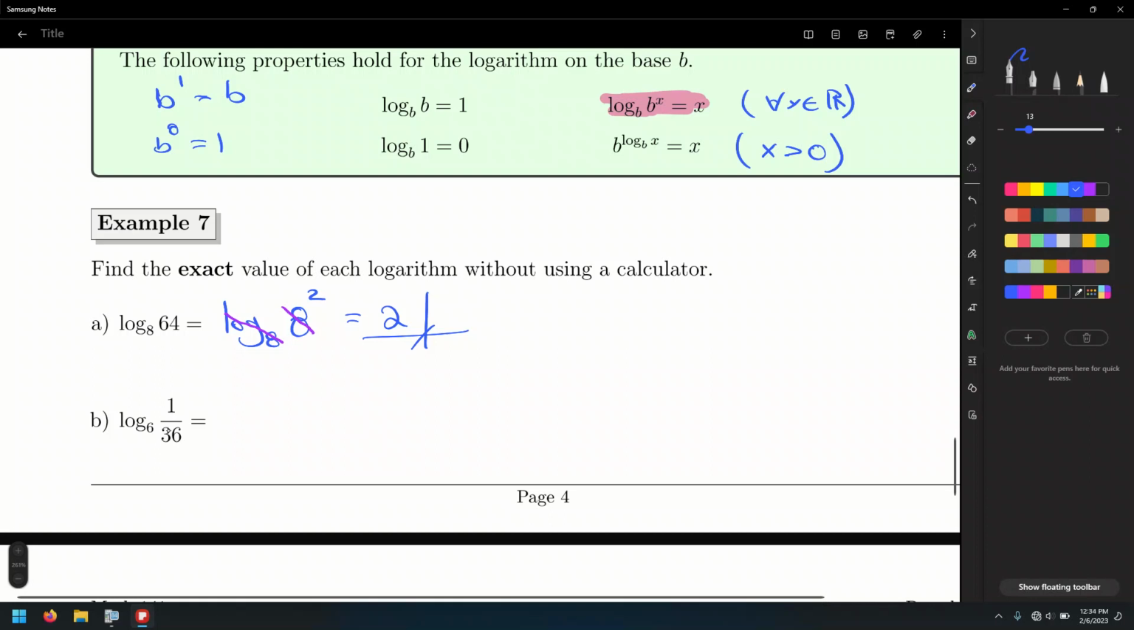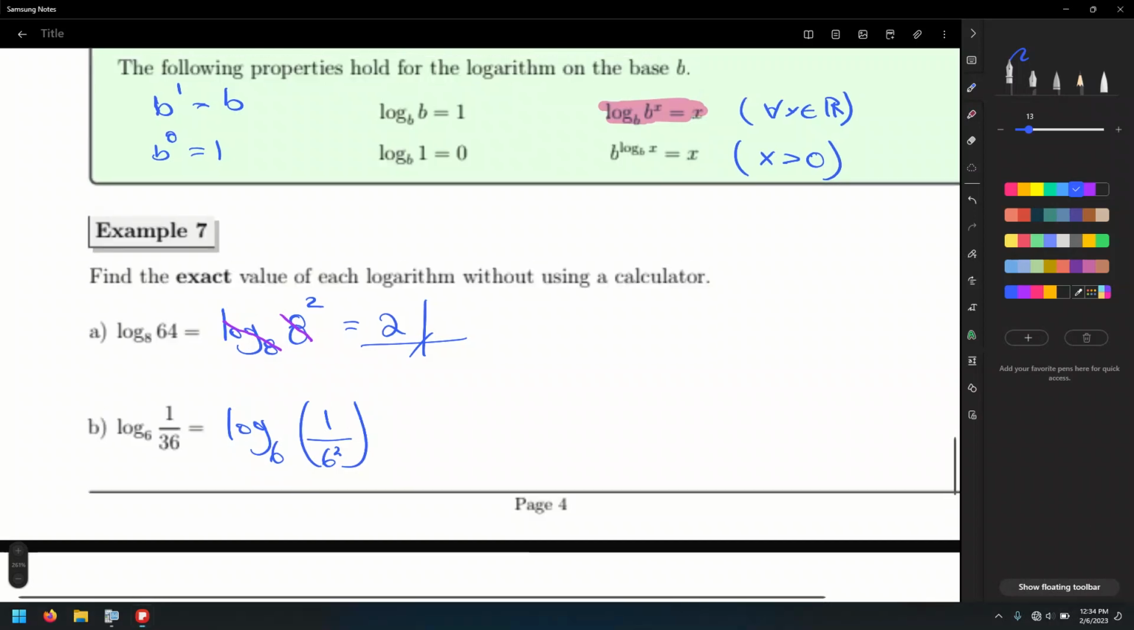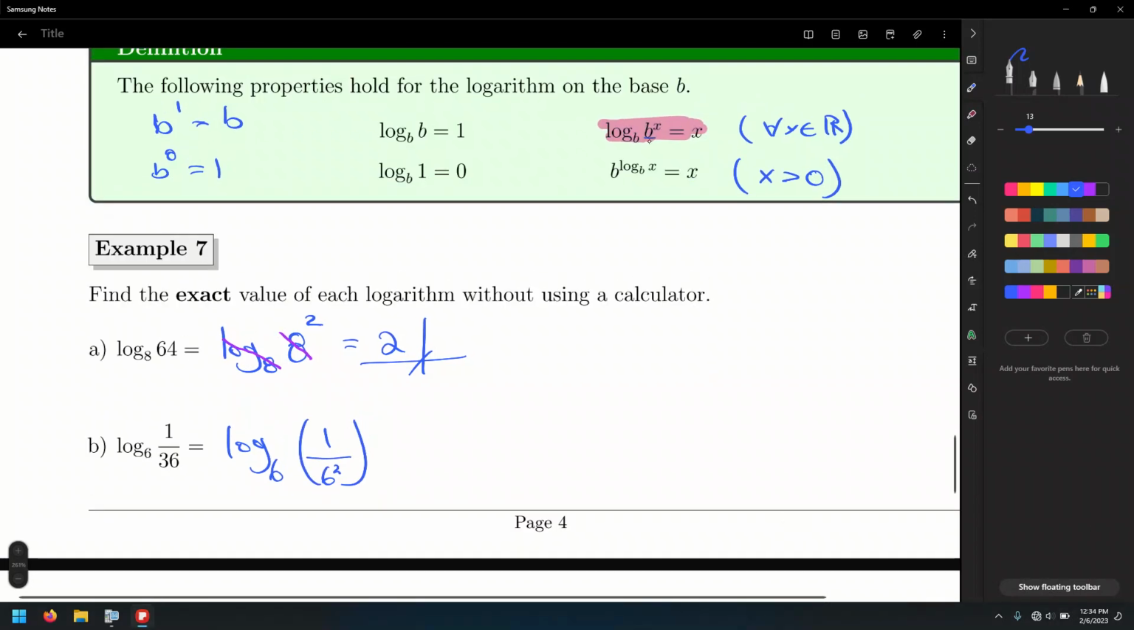Now, the question is, can we write the number 36 as a power of 6? And I guess that's pretty straightforward. That's the same as saying 1 over 6 to the second power. All right? Now, careful, because we cannot cancel just yet. Because that 6 to the second power is in the denominator, and in this case this b to the x is like saying b to the x over 1. So we need to have that in the numerator.